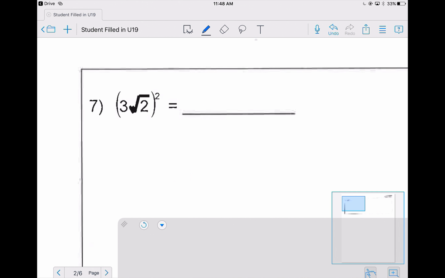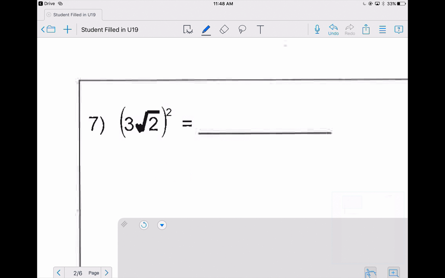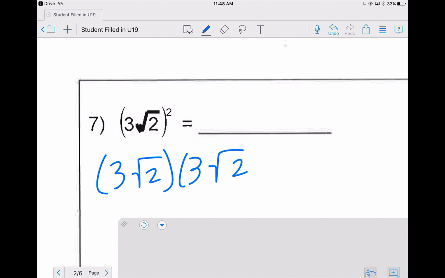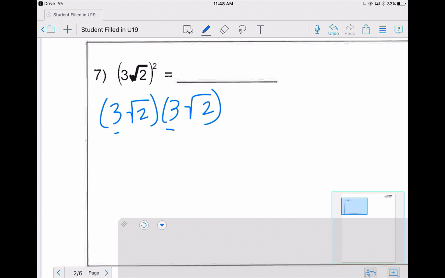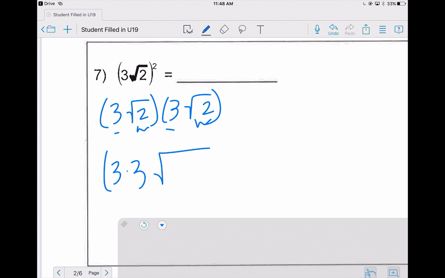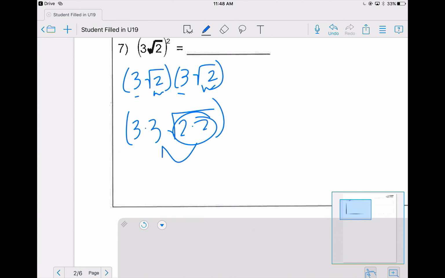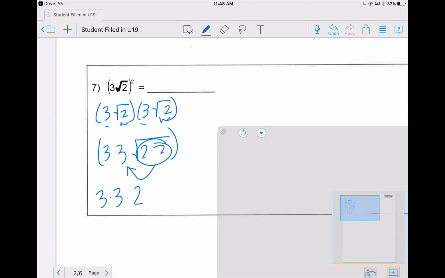So problem 7 you could plug into the calculator. If you don't remember how to plug into the calculator, you can write it out. So in front, 3 times 3, in the square root, 2 times 2. I have a pair of 2's under the square root, so they can come outside. So if you don't have a calculator, if you have like a phone calculator, then all you have to do is 3 times 3 times 2. 3 times 3 is 9, 9 times 2 is 18.